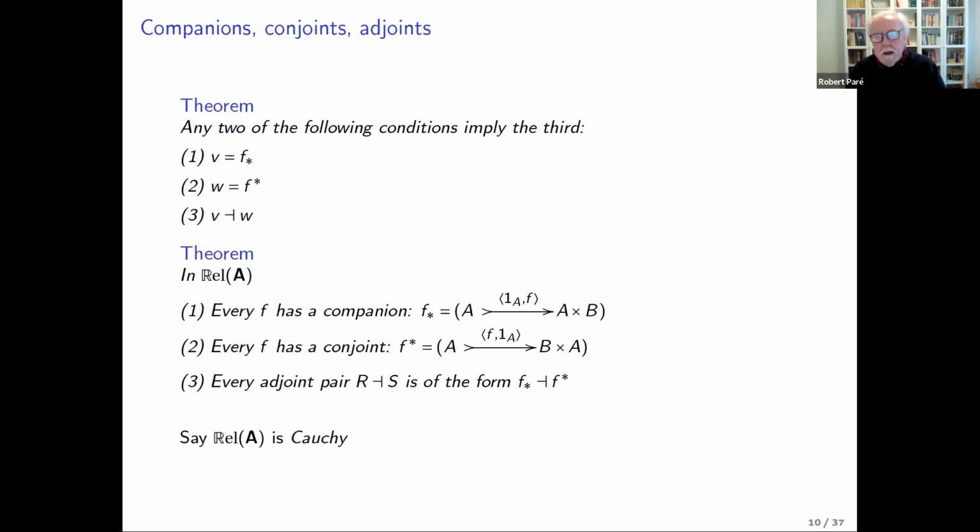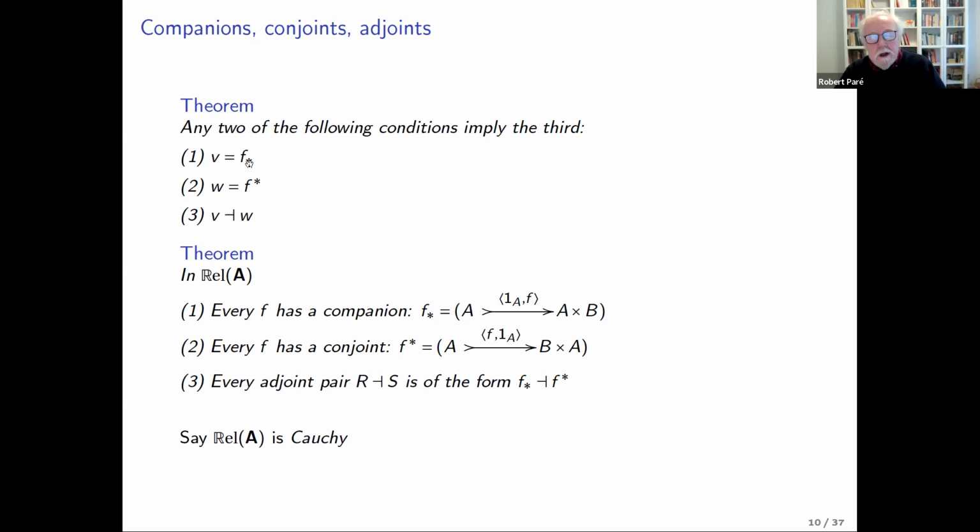And now adjoints, companions, and conjoints are all related together. In fact, the F lower star, the companion, is always left adjoint to F upper star, the conjoint, when they exist. The upper star and lower star here are not the same as for toposes. If you have any two of these, then you have the third.